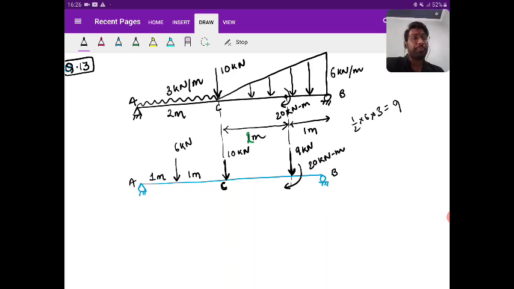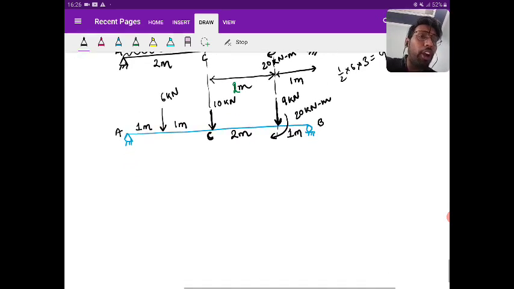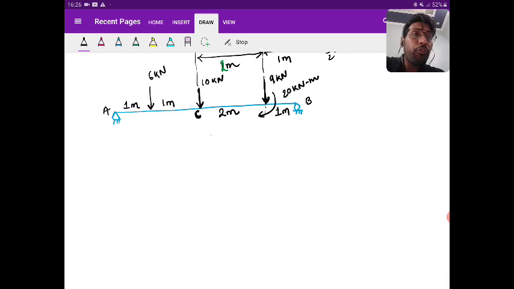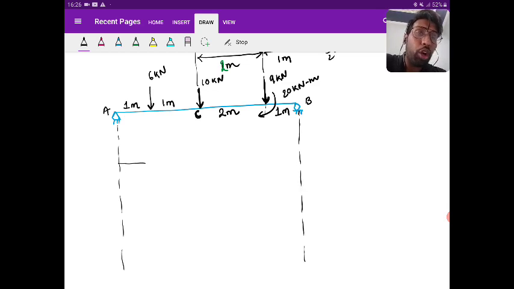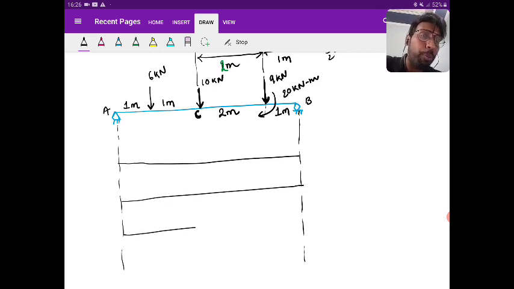Are you able to understand? Yes or no? So let me mark the distances. 1 meter. Here it is 2 meter. For analysis, I'm going to break this into 4 parts just for you. In the exam, you are not going to break it into 4 parts and solve.